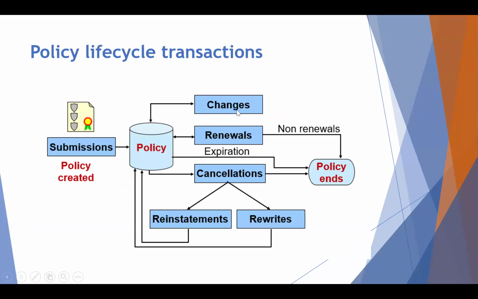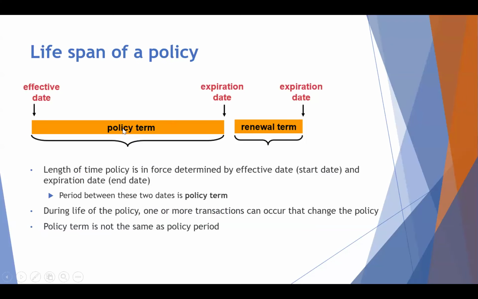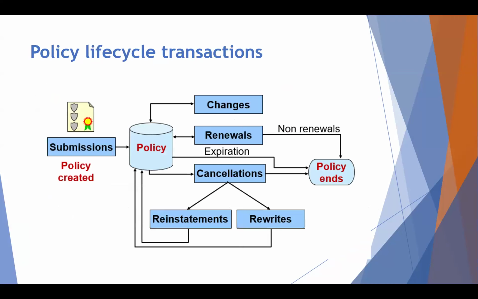Similarly, during this active term, either the policy term or the renewal term, whenever the policy is active, you may want to add a new driver, or you are shifting to a different location and want to change your address, or the person is getting married and wants to add his spouse to the policy, or replace the vehicle or add another vehicle to the policy. All these changes are called policy change transactions. So the change transaction also can be done.